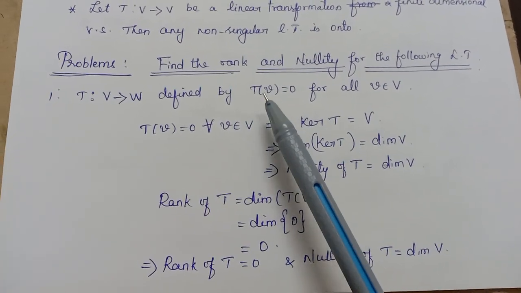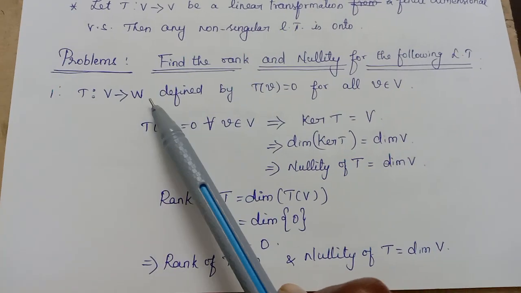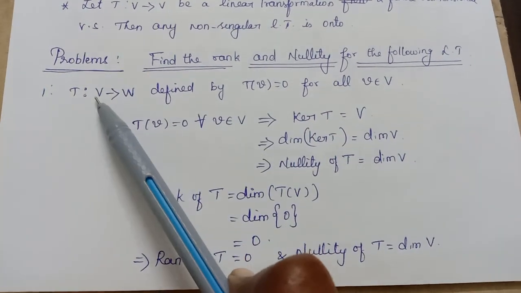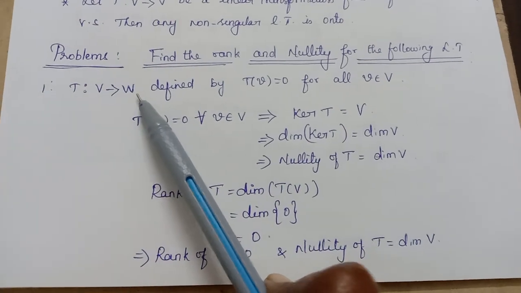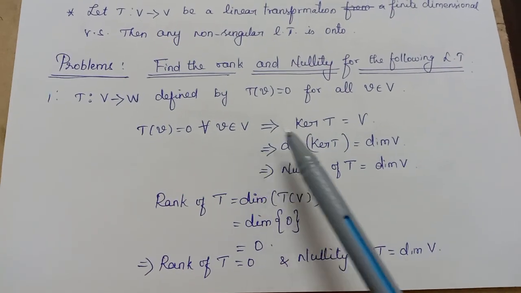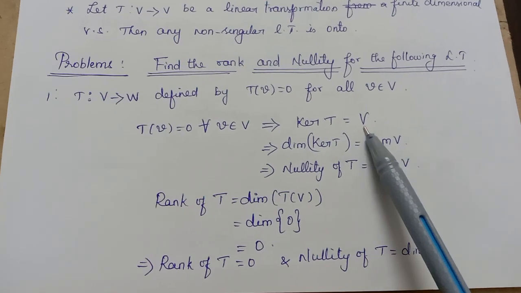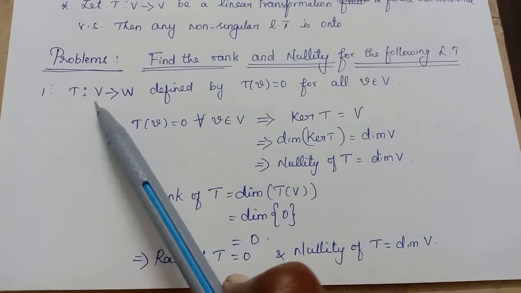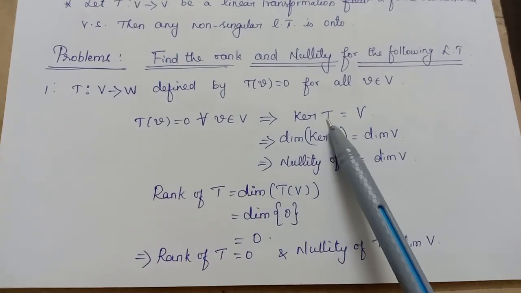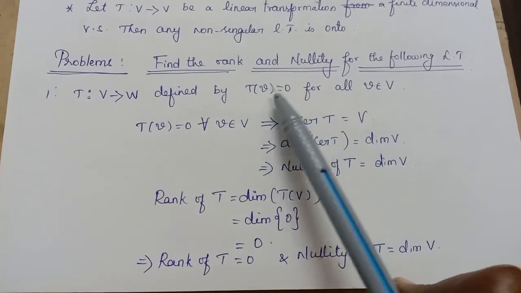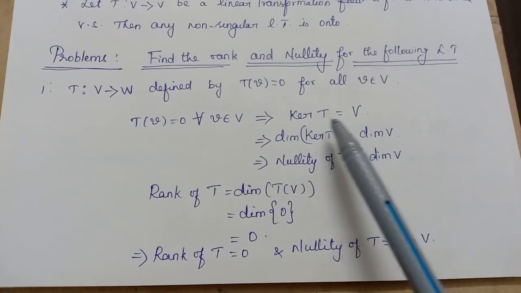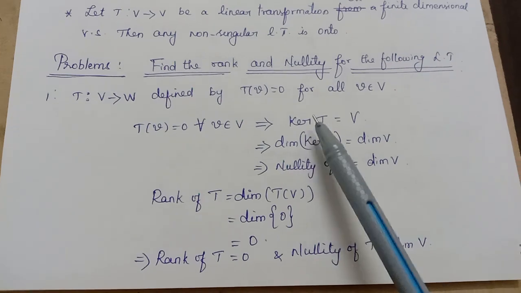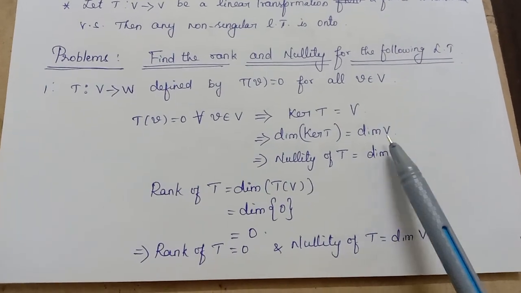So what is the definition? All the vectors of V are mapped to 0. Whatever vectors are there in V, they are mapped to the zero element of W. So that means the kernel of T is equal to the entire V. What do we mean by kernel? The collection of elements of V which are mapped to 0 of W is called the kernel. Here, since all the elements are mapped to 0, the entire V will become your kernel. So kernel of T equal to V implies the dimension of the kernel of T equals the dimension of V.